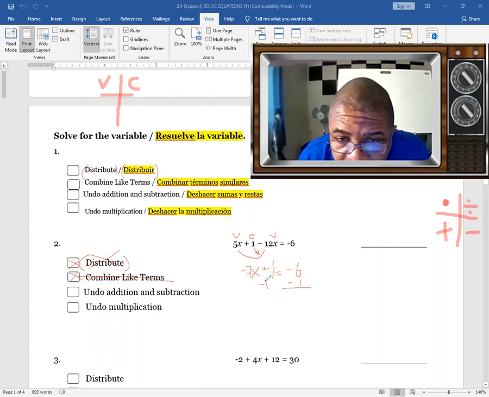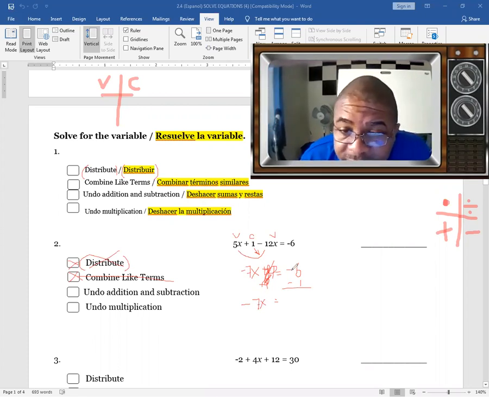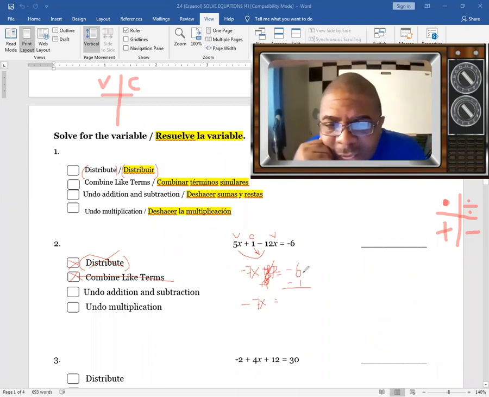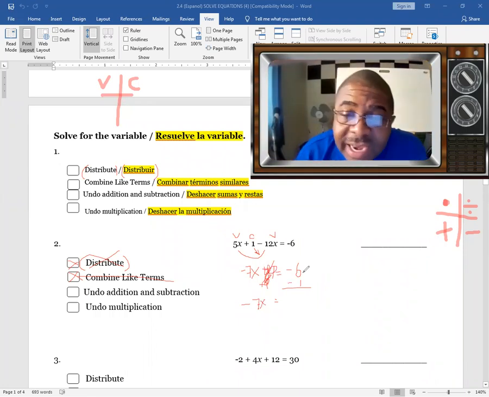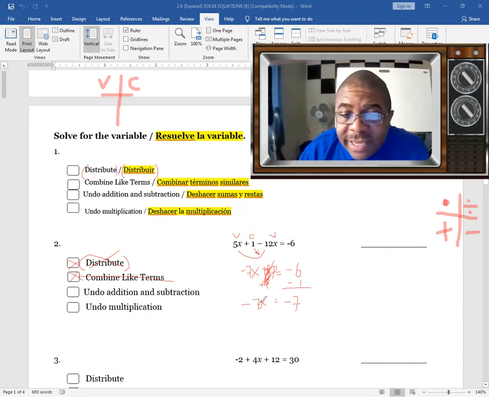So these two cancel out. That gives me negative 7x equals, I have a line through my 7. I'll tell you why later. Okay, and negative 6 minus 1. If I owe you $6, and then I forget to bring my candy money and have to borrow another $1, now I owe you how many dollars? I started off owing you 6. Now I owe 7. So negative 7x equals negative 7.